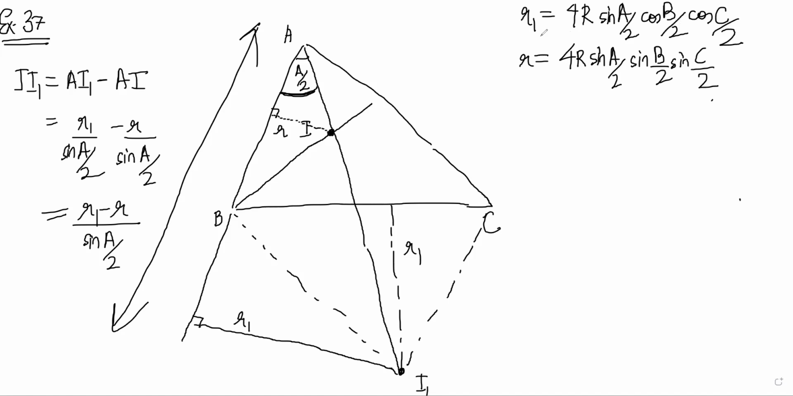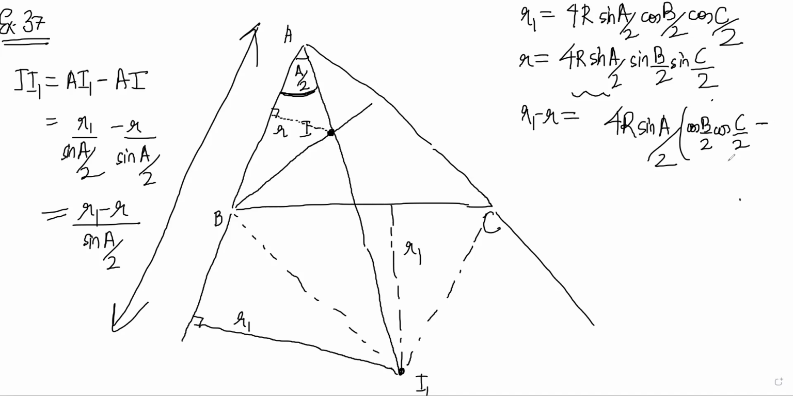We have seen that earlier, right? Sine remains the same, but these two signs become cos because they're actually 90 minus B by 2 now, right? 90 minus C by 2 here. So r1 minus r is coming out to be what? 4r sine A by 2 can be taken common, right? And you have cos B by 2 cos C by 2 minus sin B by 2 sin C. That is a formula in trigonometry.